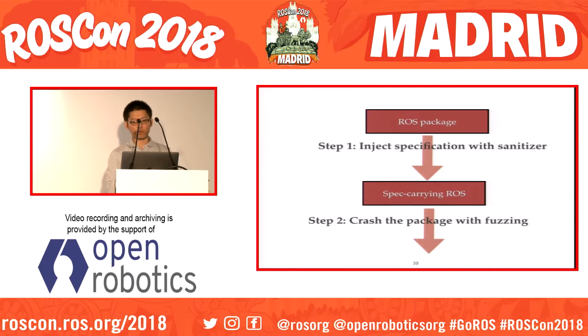So now the high-level approach of our tool should be simple, at the high level at least. You have the ROS package. You inject specification into it with the so-called sanitizer. And what you get is what I call here specification-carrying ROS, ROS that carries those assertions. And now you use fuzzing to crash your spec-carrying ROS packages. So you reuse two components that have existed already.